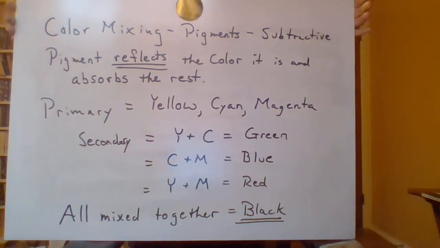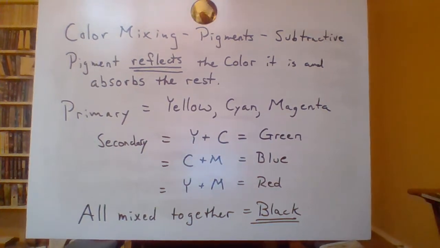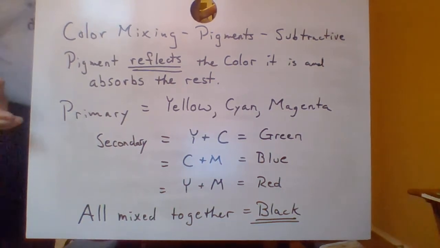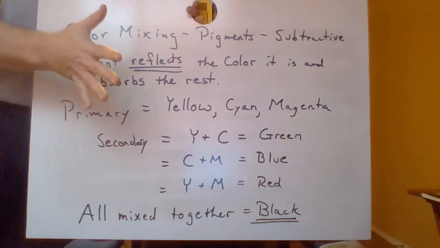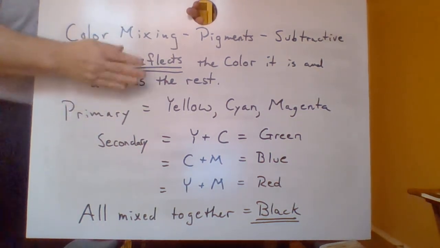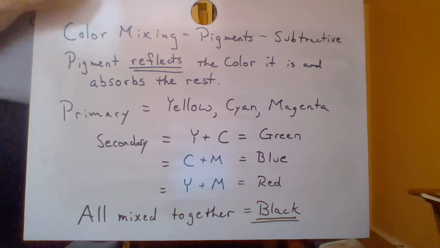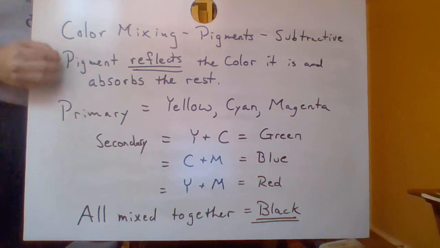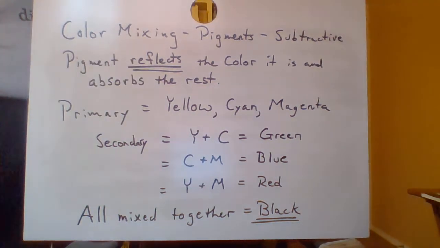All right, pigments. Pigments are opaque. Pigments are materials that you usually use to cover something else, like a paint, or they are dyes that you actually coat something with, and the dye soaks into and physically changes the color of the material itself. Okay, but in any case, that creates an opaque situation. And the opaque situation means that it's reflecting the color that it is and absorbing everything else.